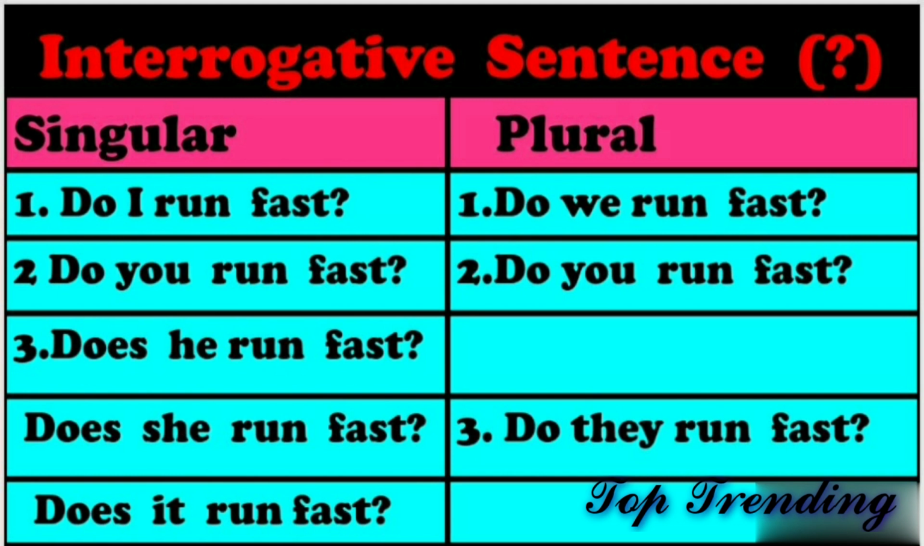Now we'll take an example. Do I run fast? The plural form of this one, do we run fast? Next, do you run fast? Plural form, do you run fast? Next we see, does he run fast? Then, does she run fast? Last one, does it run fast? Plural form, do they run fast?